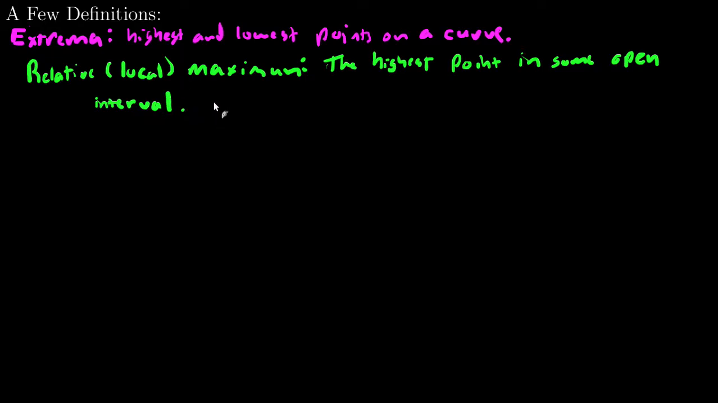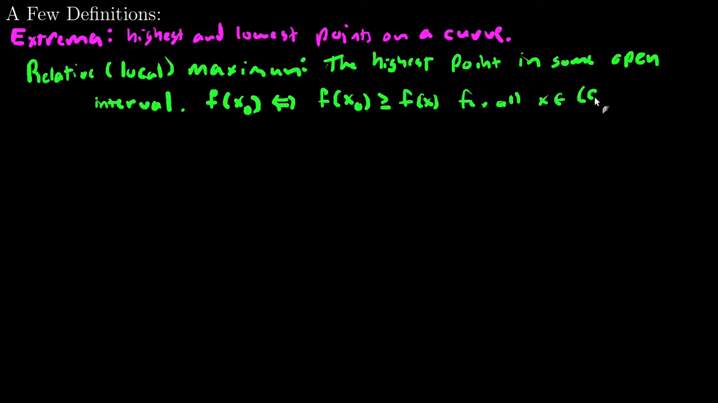Algebraically, I can say this. So f of x naught being a relative maximum implies that f of x naught is greater than or equal to all f of x for these x's in some open interval, and this interval contains x naught. Now, that's relative or local.